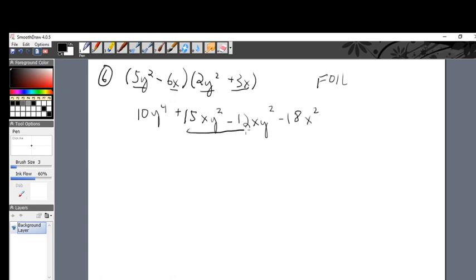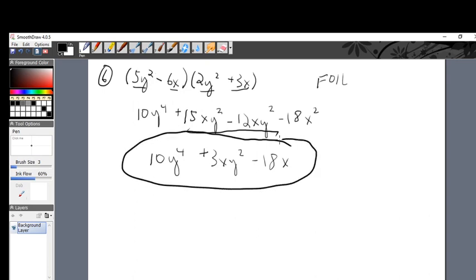The two terms in the middle can be combined because they're exactly like terms. They exactly match. xy squared, xy squared. So 10y to the 4th appears in the final answer. 15 minus 12 is going to be positive 3xy squared, which appears in the final answer. And minus 18x appears in the final answer. And there is our complete story with FOIL.